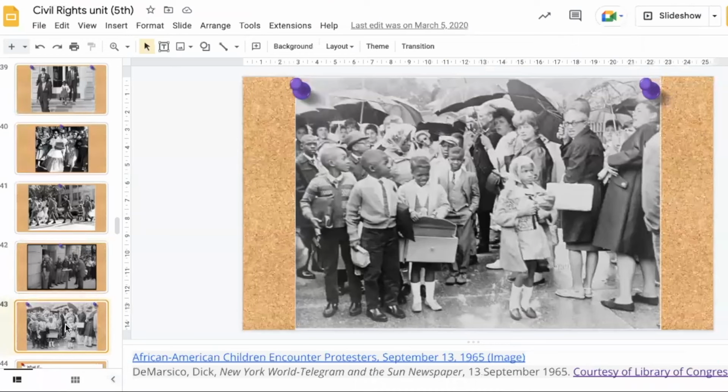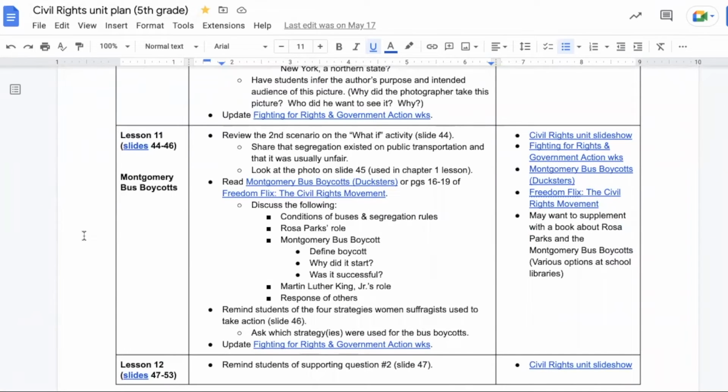In slide 43, there's a picture that looks very similar to what we've already seen of students trying to go to school and the hatred seen in the crowd. What's different about this image is that this took place in the North, not in the South. In Lesson 11, students learn about the Montgomery bus boycotts and talk about the conditions of the buses and segregation rules. You can talk about Rosa Parks, spend a lot of time defining boycott, why it started, and whether or not it was successful.